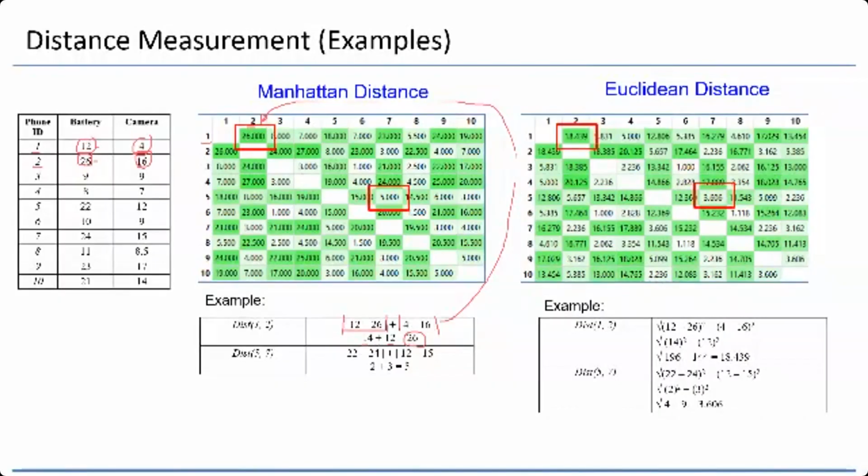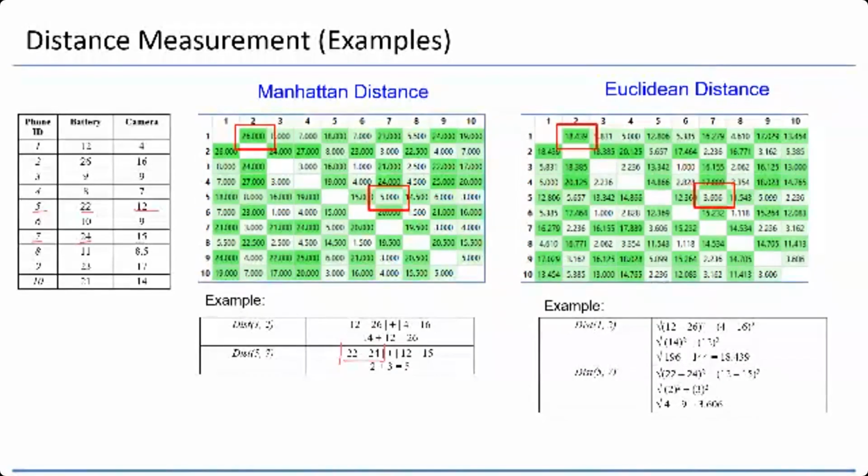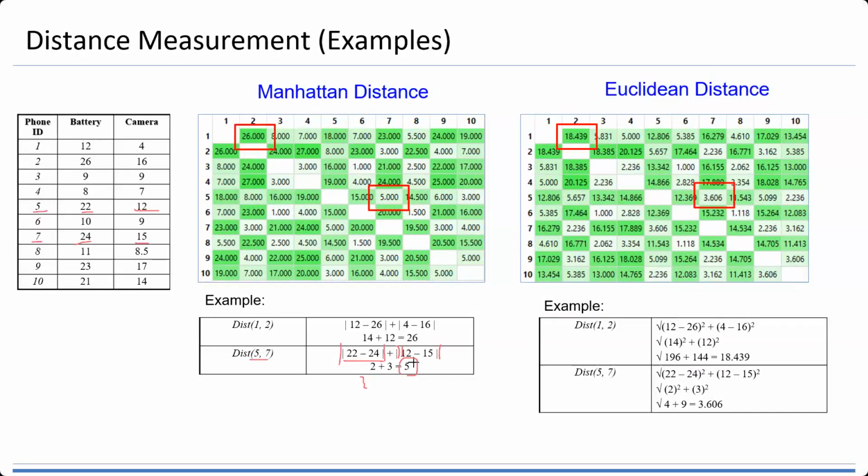Now let's see the distance between 5 and 7. It means 22 minus 24, and we put the absolute, plus 12 minus 15. We also put the absolute. Then this is 2 plus 3. So the distance between 5 and 7 is 5. Then we put it here.